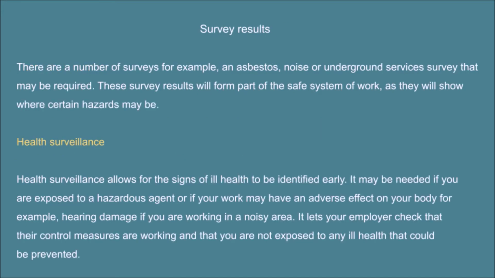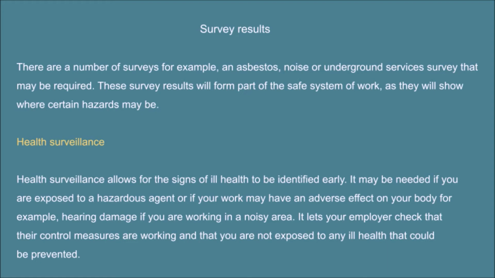Survey results. There are a number of surveys, for example, an asbestos, noise, or underground services survey, that may be required. These survey results will form part of the safe system of work, as they will show where certain hazards may be.